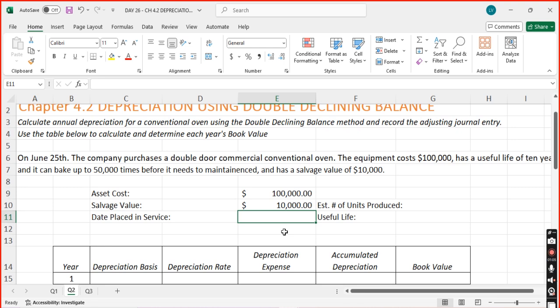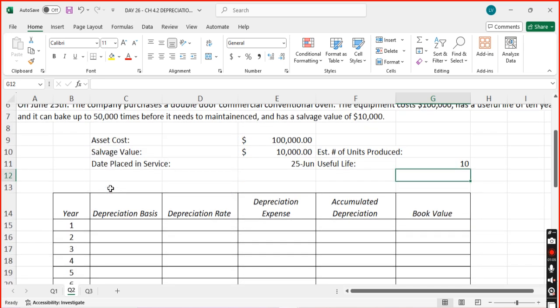What is the date that I placed it into service? July. Okay, so in this case, June. So June 25th will tell you July 1st. Good. We don't care about the number of units it can produce, but what is the estimated useful life on my asset? 10 years. Okay, good.